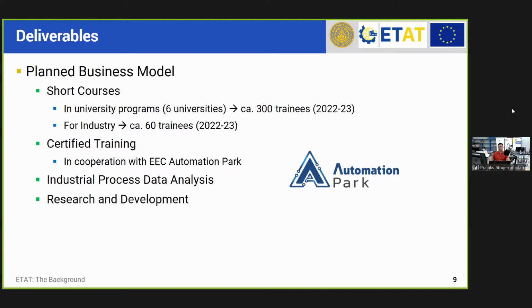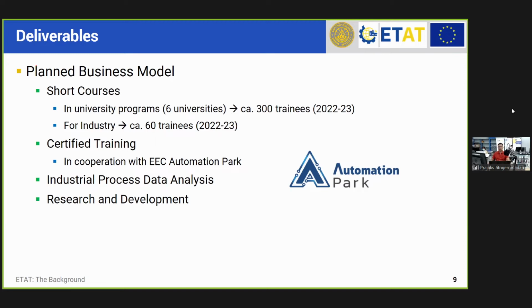We have the students, and we expect about 300 students or trainees between 2022 and 2023. And from industry, maybe 60 trainees from 2022 to 2023 too. This training should be certified, and our partner for certification should be the EEC Automation Park, which is located at Burapha University in Chonburi.